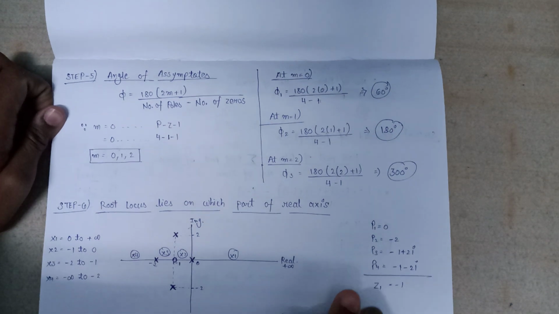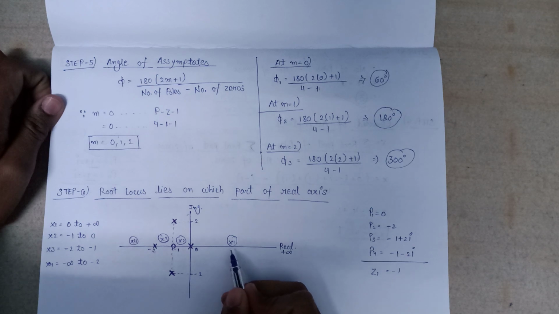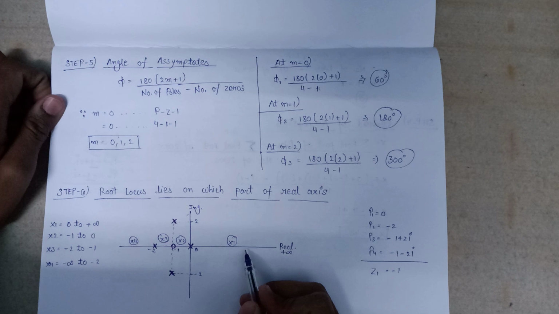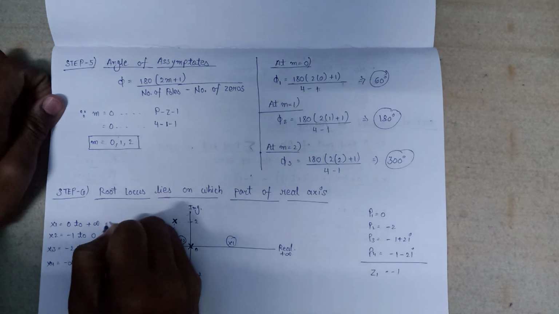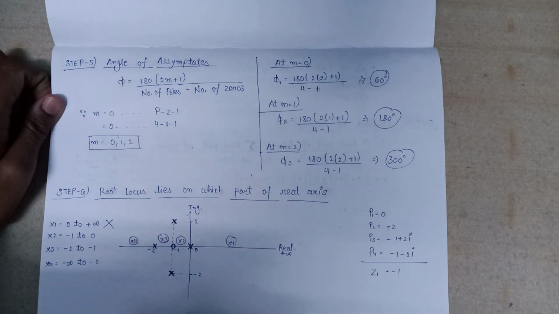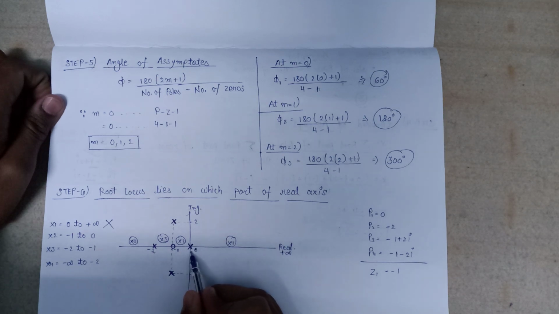Now let us calculate how many poles or zeros lie on the right hand side of region x1. So by observation we can easily say that there are no poles or zeros that lie on the right hand side of x1. So it is an invalid region. Talking about the region x2, now check how many poles or zeros lie on the right hand side of x2. Since only one pole at s equals 0 lies on the right hand side of x2.